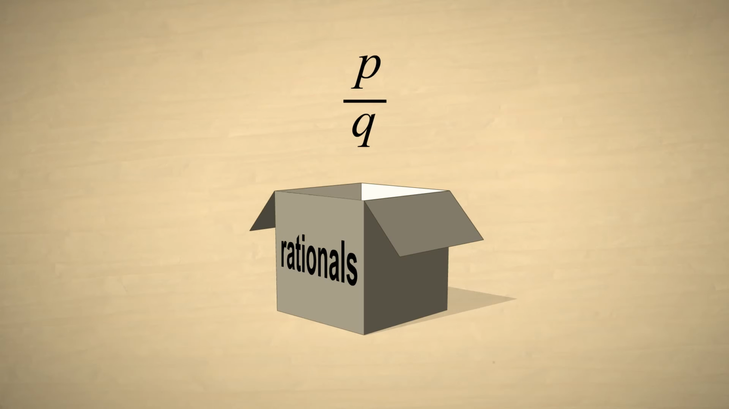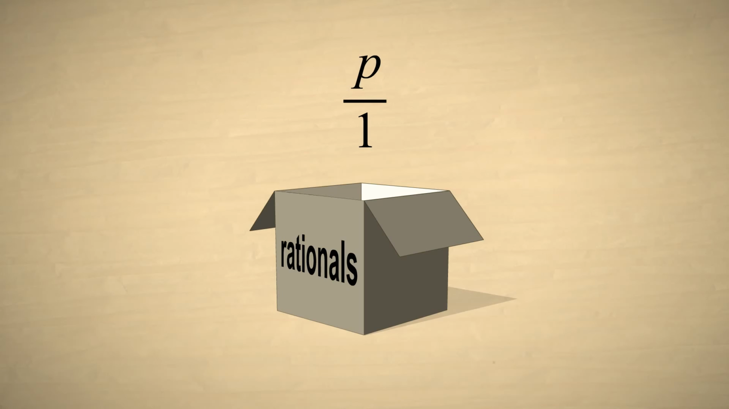Notice that p over q can not only represent any fraction, but can also represent any integer, if we let q equal 1. In that case, the fraction p over q represents the same quantity as the integer p.